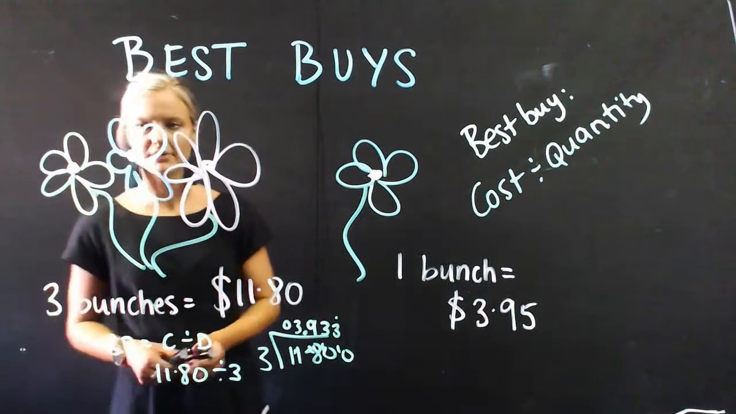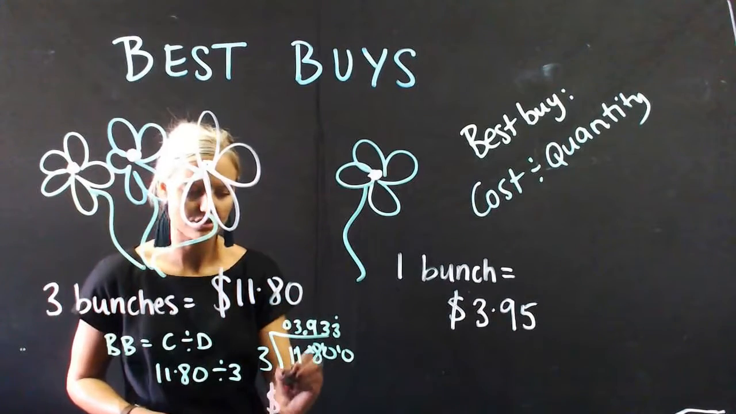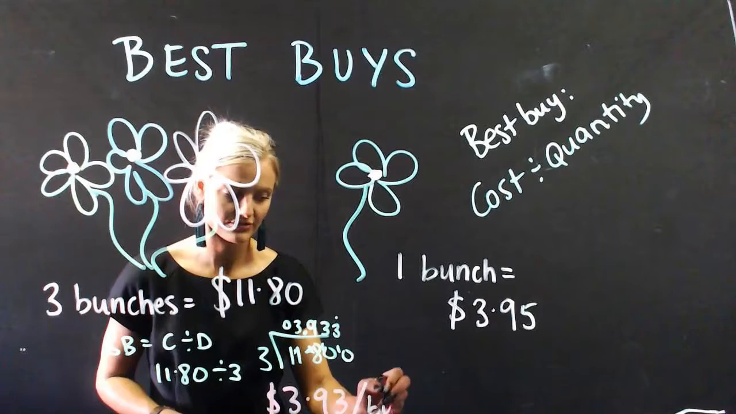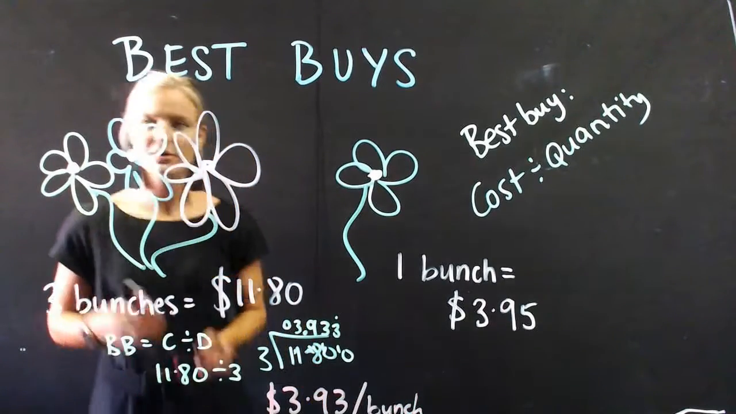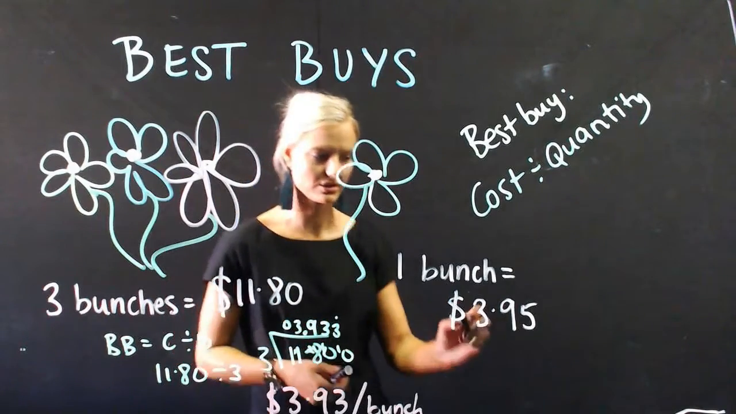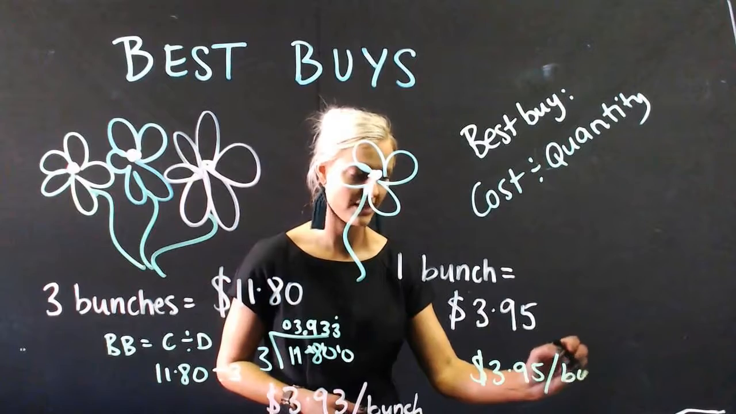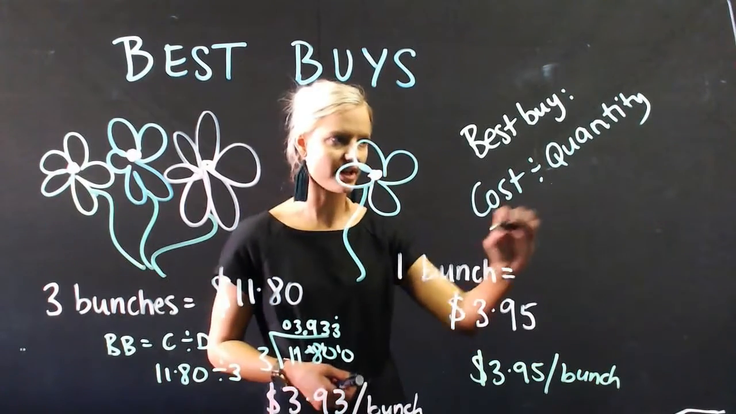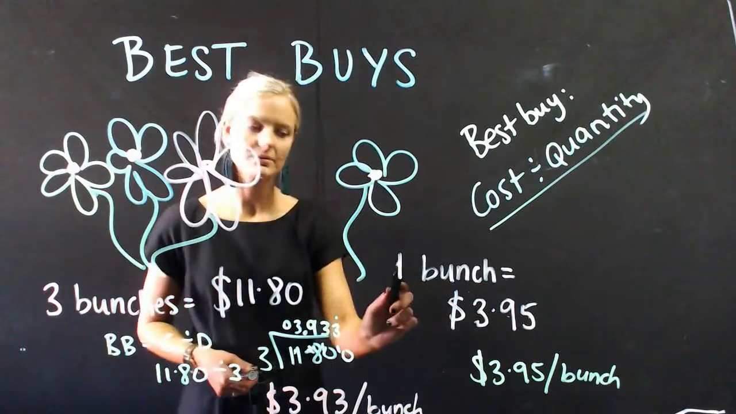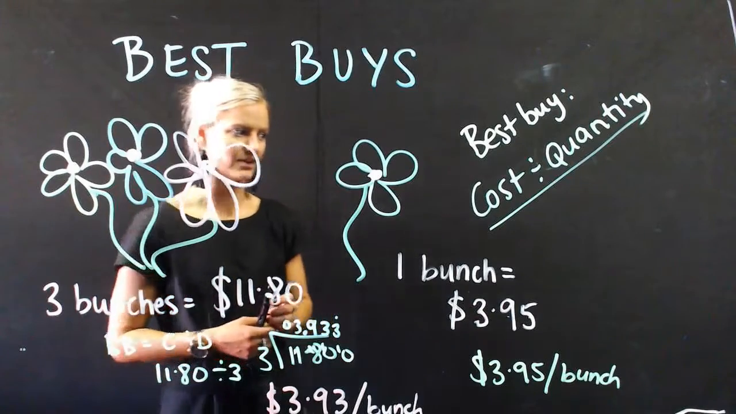$11.80 divided by 3 equals $3.93 recurring. We'll round that to $3.93 per bunch of flowers. Over here, it already says that 1 bunch is $3.95. $3.95 per bunch of flowers. Well, cost divided by quantity. Cost is $3.95 divided by quantity, which is 1. $3.95 divided by 1, that is $3.95.